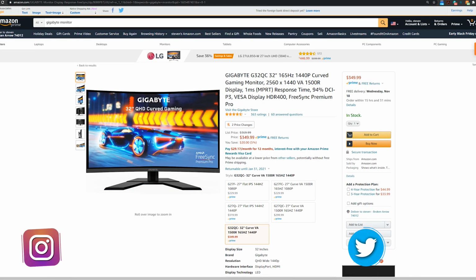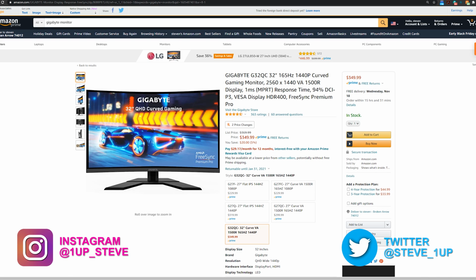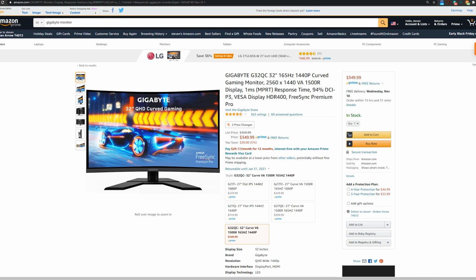I'm going to be looking at the Gigabyte G32QC monitor and comparing it to the Samsung G5. One of the questions I've been asked a lot is, should someone choose the Gigabyte over the Samsung G5 or vice versa? So we're just going to do the comparison.